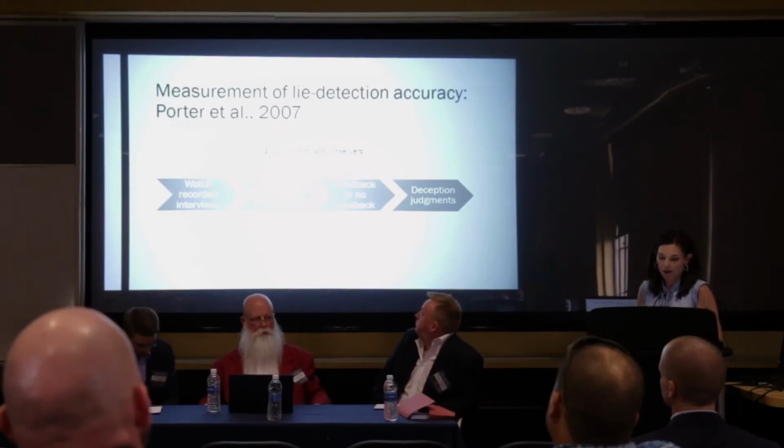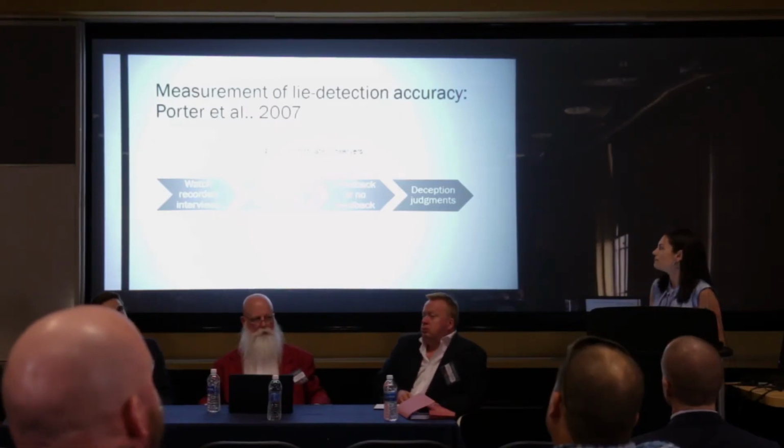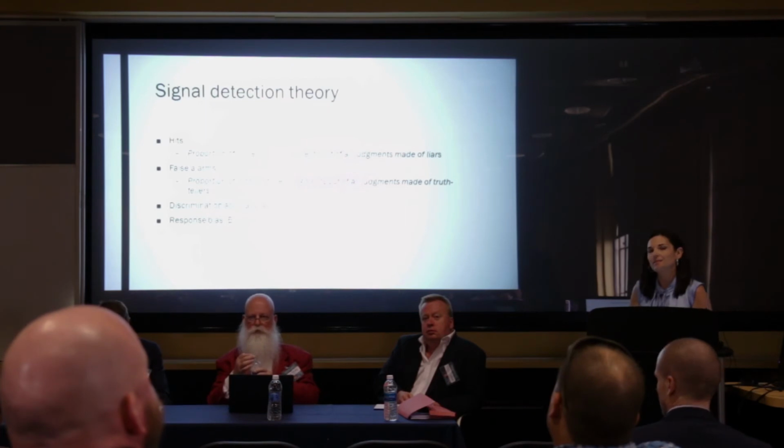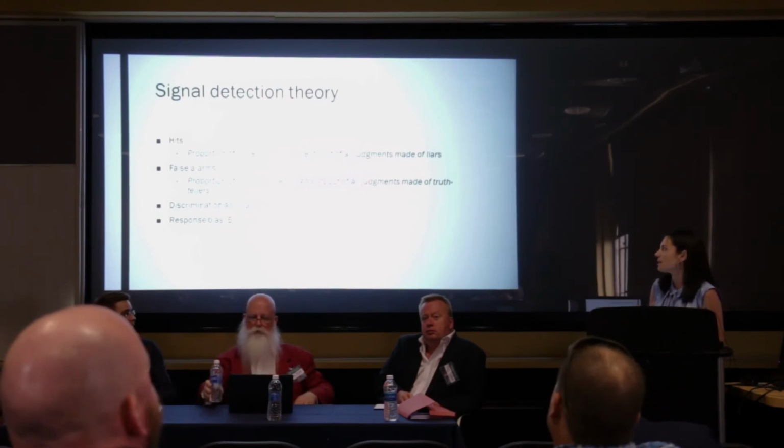So we've also looked at, psychologists have also looked at lie detection accuracy, and how well can people classify deceptive behavior? People usually make deception judgments after watching people either lying or telling the truth. I'm moving kind of quickly because I'm running out of time. But signal detection theory is used to look at discrimination accuracy and response bias in these judges of deception.